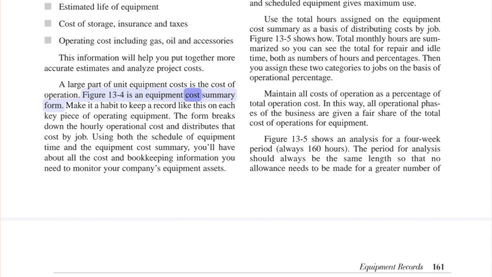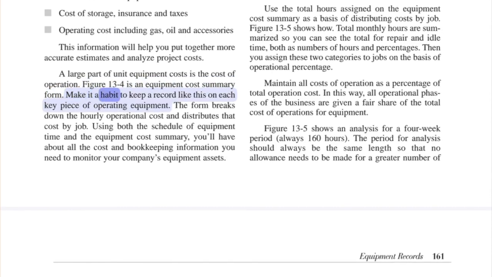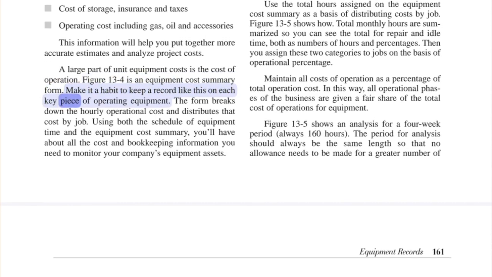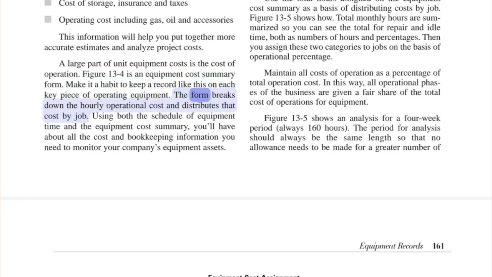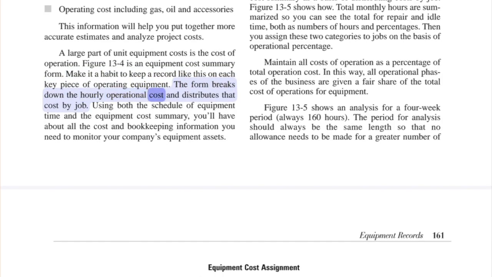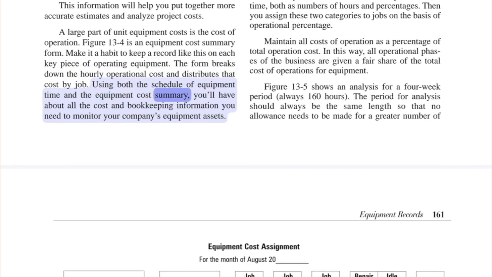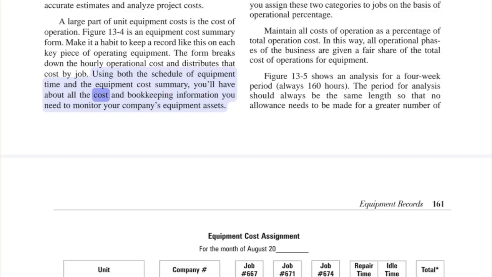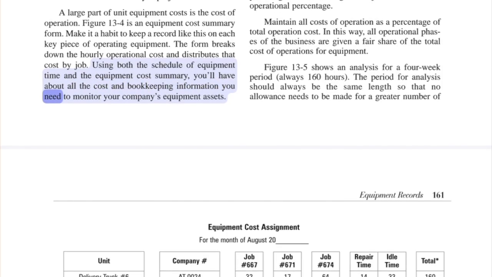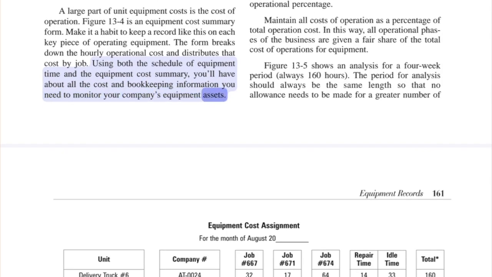Figure 13-4 is an equipment cost summary form. Make it a habit to keep a record like this of operating equipment. The form breaks down the hourly operational cost and distributes that cost by job. Using both the schedule of equipment time and the equipment cost summary, you'll have about all the costs and bookkeeping information you need to monitor your company's equipment assets.